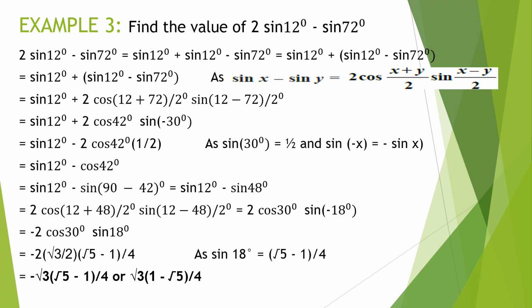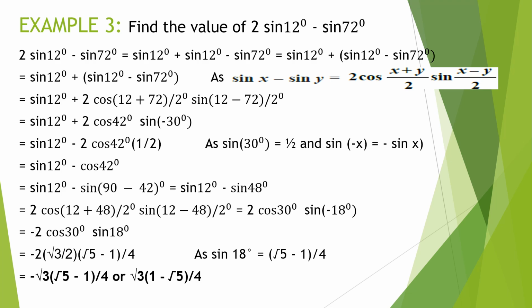Find the value of 2 sin 12 degree minus sin 72 degree. Remember, this type of example is asked many times in JEE, and you should know the specific way of solving it. So what we are given is 2 sin 12 degree minus sin 72 degree. Now 2 sin 12 degree, we can write as sin 12 degree plus sin 12 degree minus sin 72 degree.